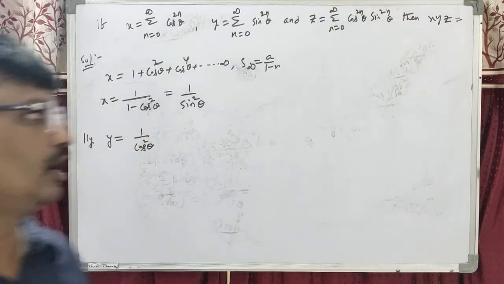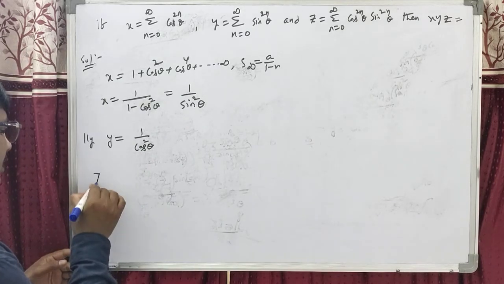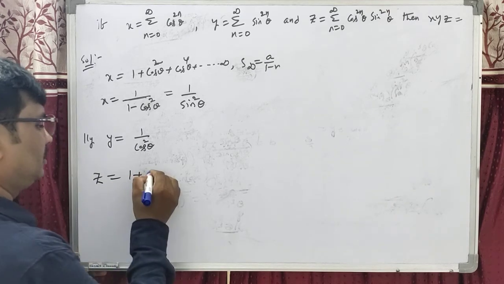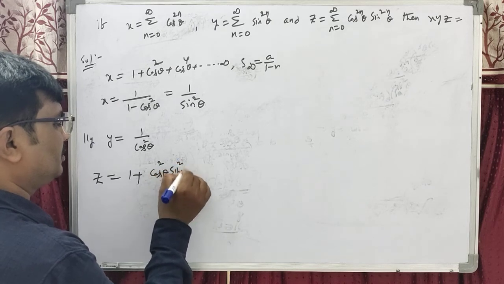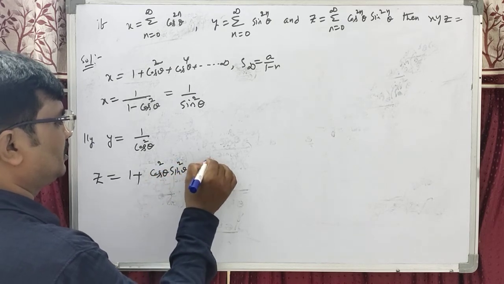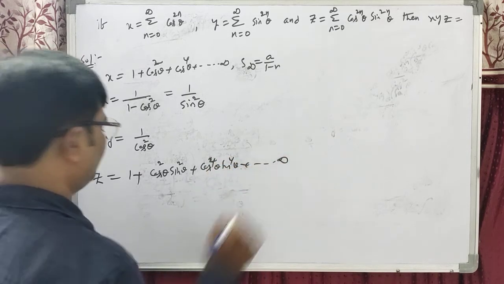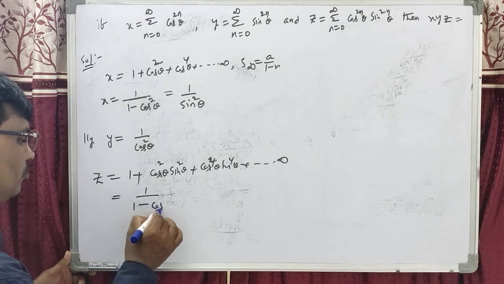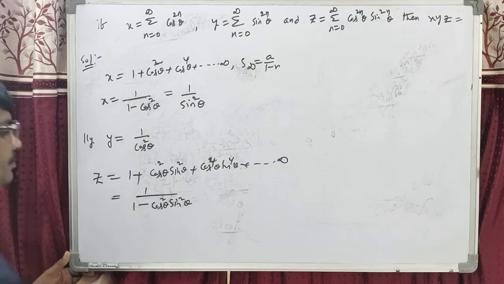Okay. Now, students, the other one is z. How can you write z? 1 plus cos square theta sin square theta, after this cos power 4 theta sin power 4 theta, and so on to infinity. This is also a by 1 minus r, where 1 minus r is cos square theta sin square theta.